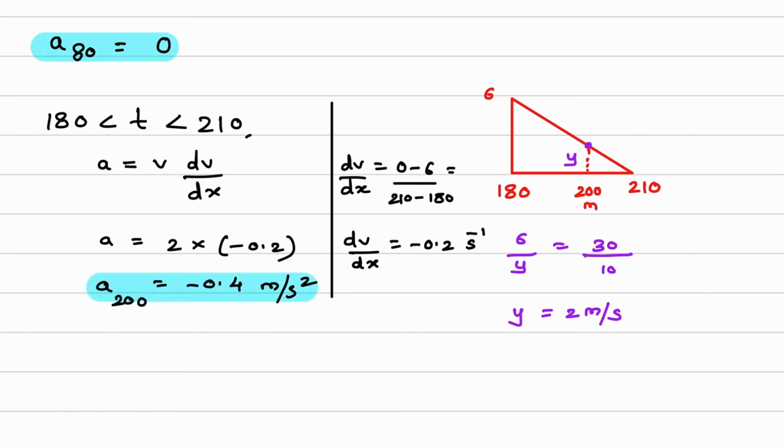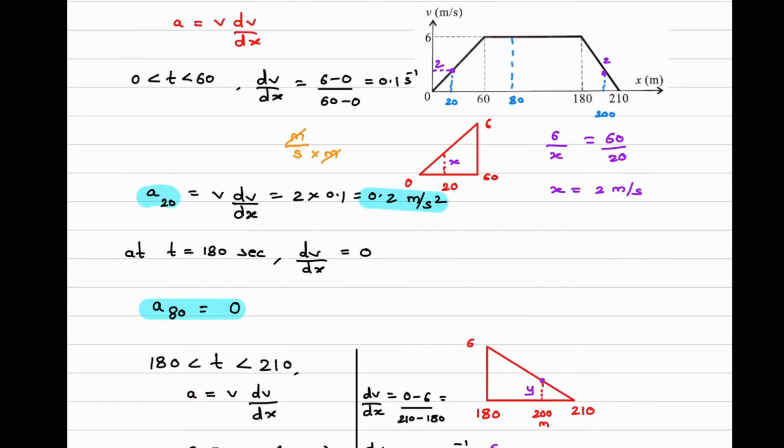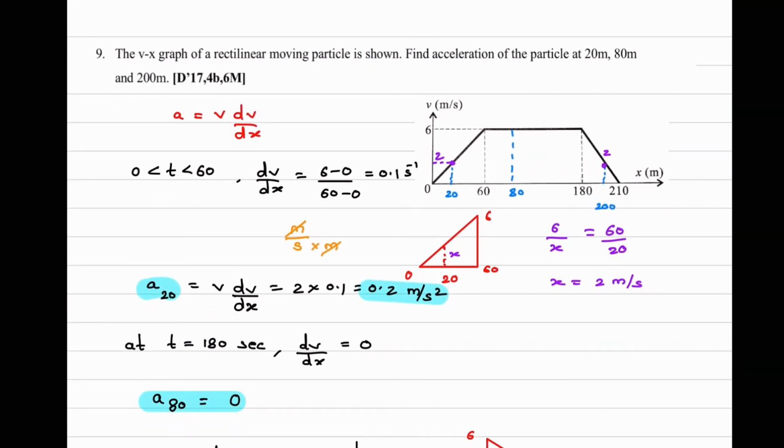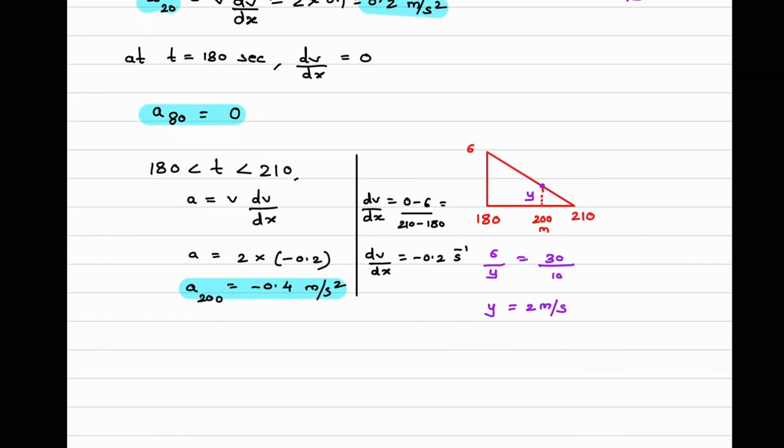So we'll quickly go through the question again. What was given in this question? Velocity versus x is given, and it was asked that we have to calculate acceleration from the Vx diagram at 20 meter, 80 meter and 210 meter. So how to calculate acceleration? V dv by dx. We calculated the slope over here. This slope value was 0.1 per second. This slope is 0, so acceleration is also 0. And for this slope, we have calculated the value as minus 0.2 per second.